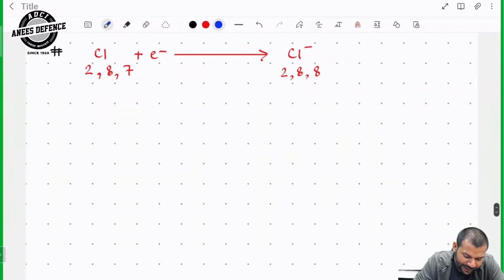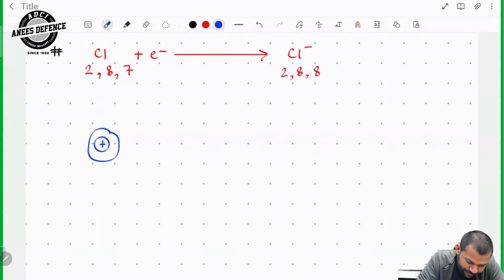So for that, again I will plot a figure for the atom like this. This is the nucleus, and then we have 3 shells, right?